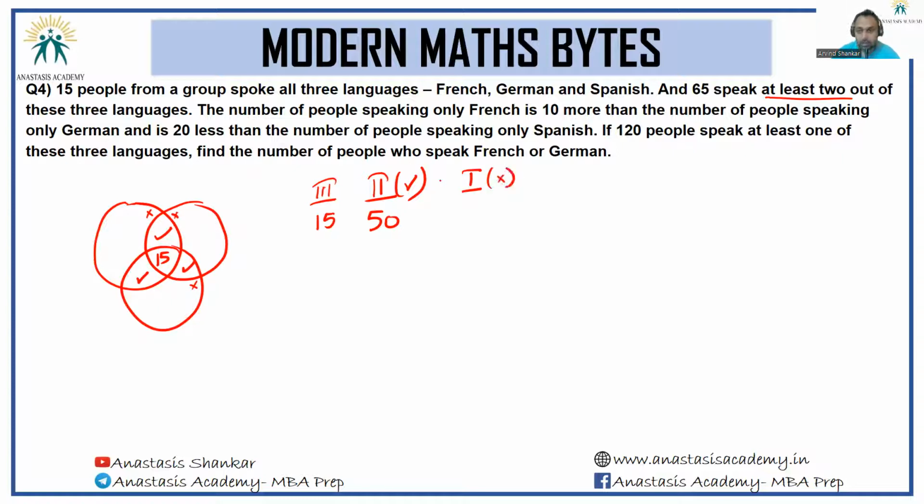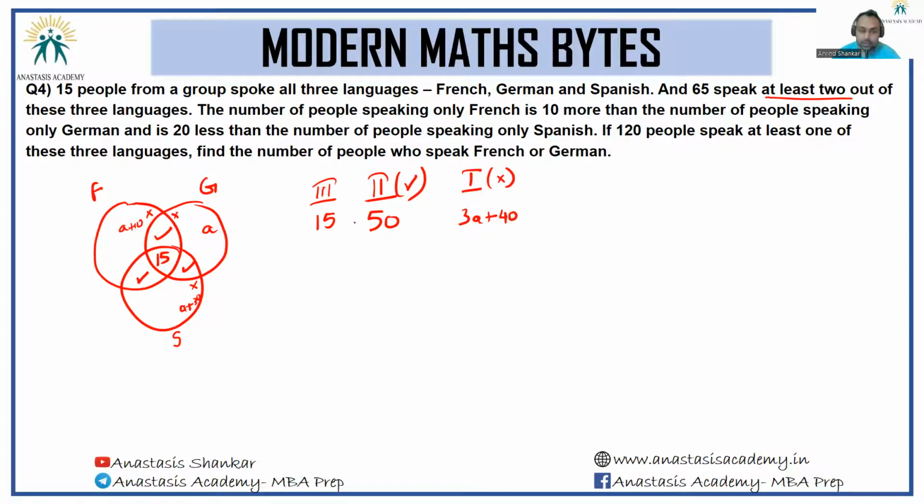Crosses. What have we been told about them? The number of people speaking only French, German, and Spanish. Number of people speaking only French is 10 more than the number of people speaking only German and 20 less than the number of people speaking only Spanish. So if this place I take as A, this will be A plus 10. This will be A plus 30. So altogether I will have 3A plus 40 people here.